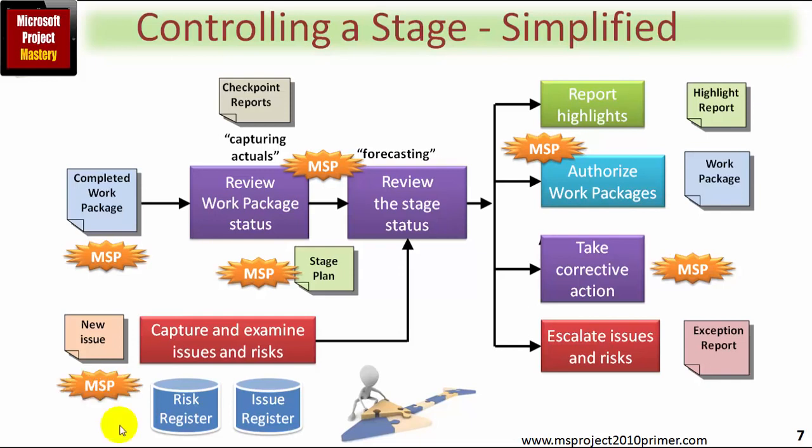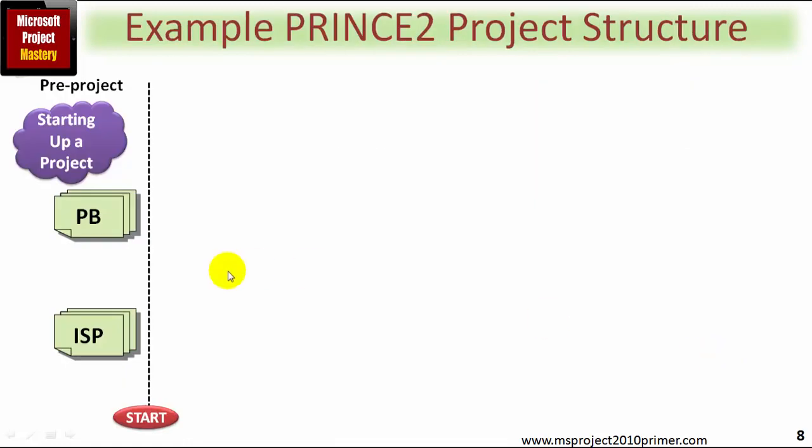I've also included fully working issue and risk registers to accompany your Microsoft Project templates, and as you might imagine, there's a module on capturing and examining issues and risks. In terms of escalation, I've given you an exception report template as well as the module that feeds directly from the issues and risks in creating an exception report using the managing a stage boundary process. Let's look then at a couple of examples of a Prince2 project structure.